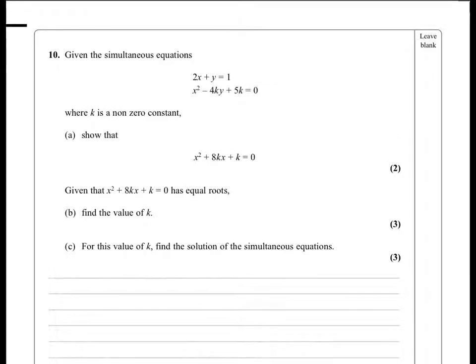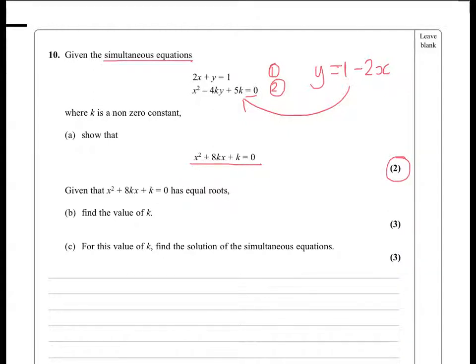Question 10. Simultaneous equations, a bit of algebra going on here. I'd call them equation 1 and 2. From equation 1, it probably would be easier to rearrange it and make y equals 1 minus 2x. I would take that and I would substitute it into equation number 2 to get that answer there. Even if you couldn't get the 2 marks in part A, you can still access 3 marks for this one, and then part C as well.